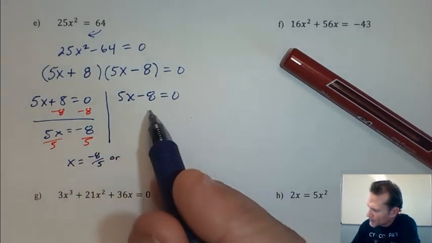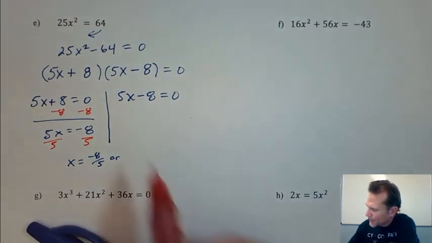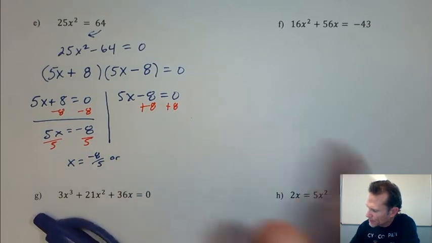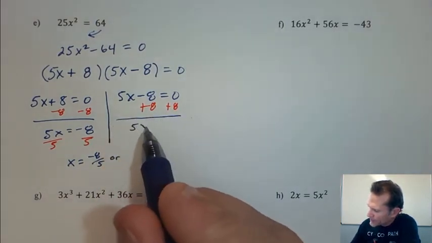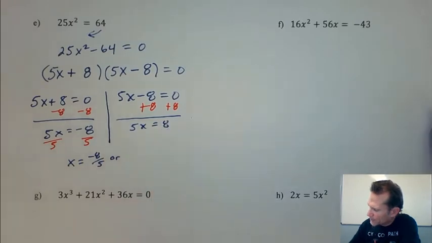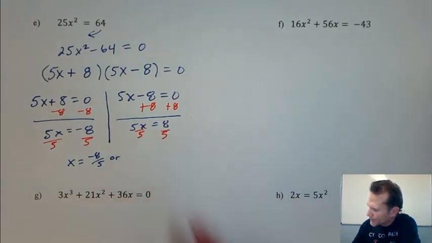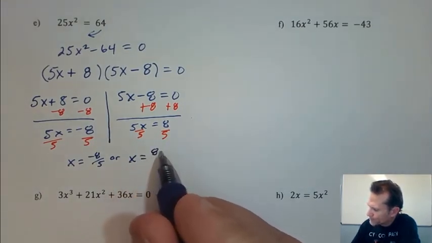Or, and then when we solve this one, we probably know what's going to happen here, but let's just see the math again. This is some basic solving techniques here. We have 5x equals 8, and then divide by 5, and we get, or x equals 8/5. Okay.